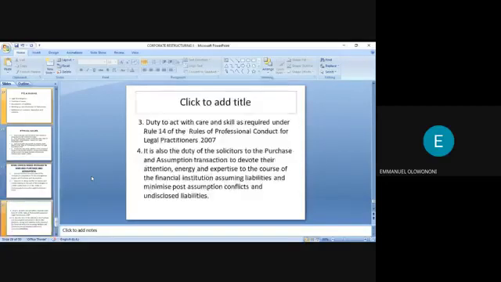And then it is expected that the solicitors will act with care and skill, and it is also their duty to devote time, energy and expertise to the cause of the financial institution assuming liabilities in respect of purchase and assumption, while minimizing post-assumption conflict and undisclosed liability. That is why I said in purchase and assumption there must be thorough due diligence to ensure that there are no undisclosed liabilities, because once you take the asset of the company and you take the benefit, you will also assume the liabilities in respect of the company. So it's very important that corporate due diligence is carried out and a good background check is done in order to ascertain the position of things.